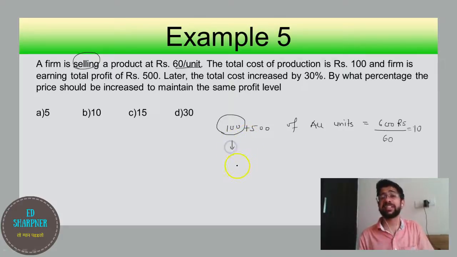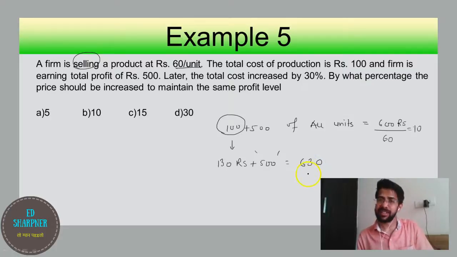Now this is increased by 30%. That means now the new cost price is 130 rupees. And I need to produce the same amount of profit. That means I need to create the same profit, which is 500 rupees. So the new selling price of all the units must be 630 rupees. So by what percentage should the price be increased?